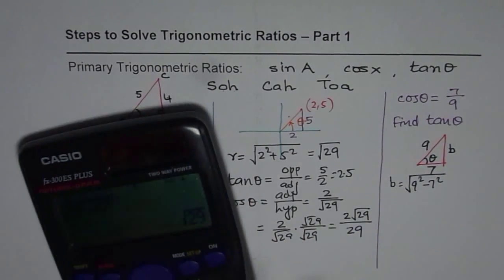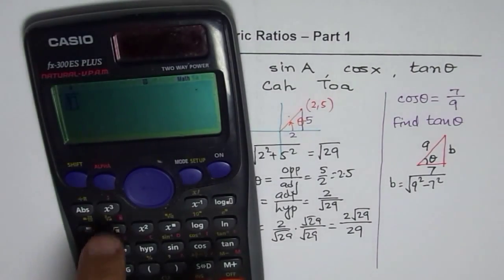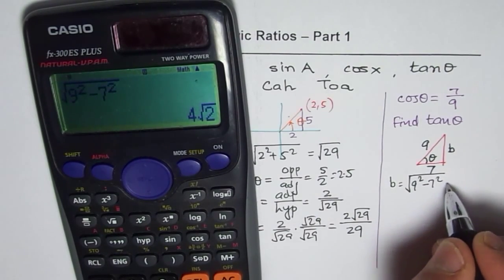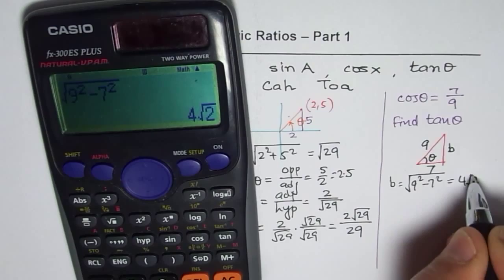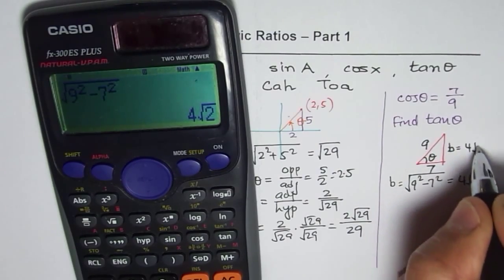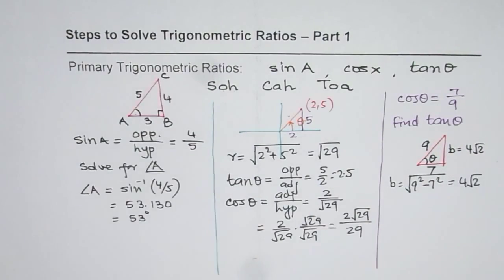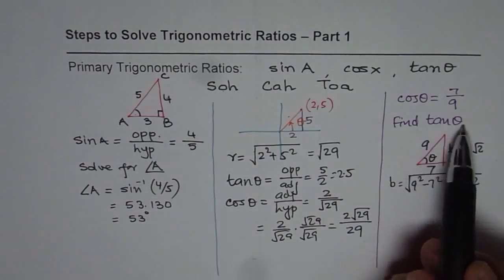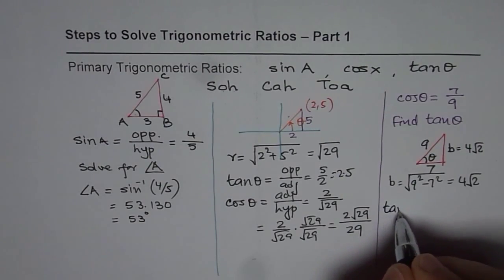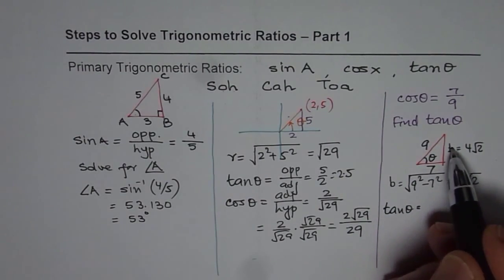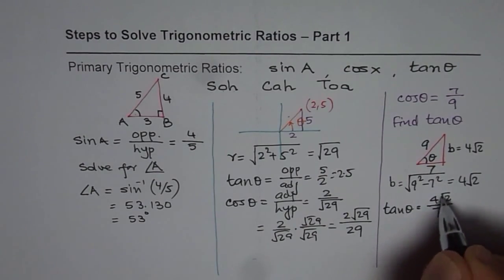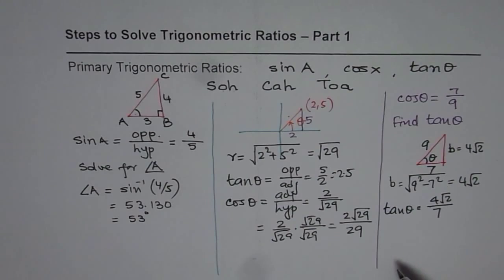So let's find it. We get the square root of 9 squared minus 7 squared, which equals, well, the exact value is 4 square root 2. So we know b equals 4 square root 2. Once you have three sides of the right triangle, you can use SOH CAH TOA, you know what the ratios are, and find tan theta. So tan theta is opposite over adjacent, which is 4 square root 2 over 7. So that is the exact value of the trigonometric ratio.